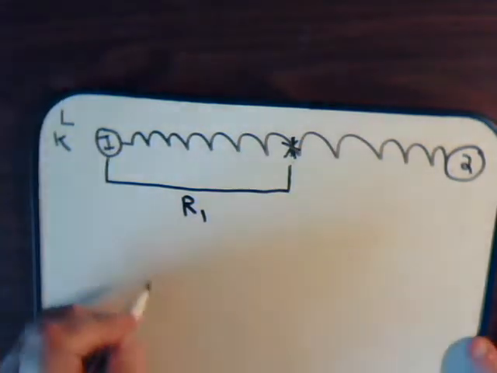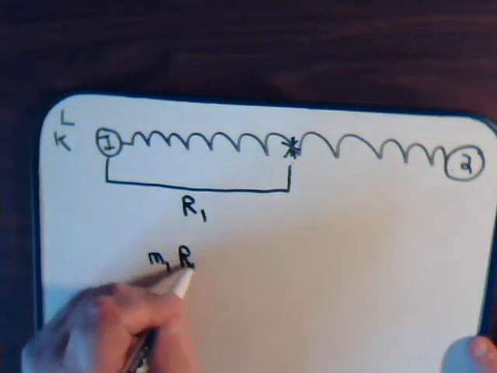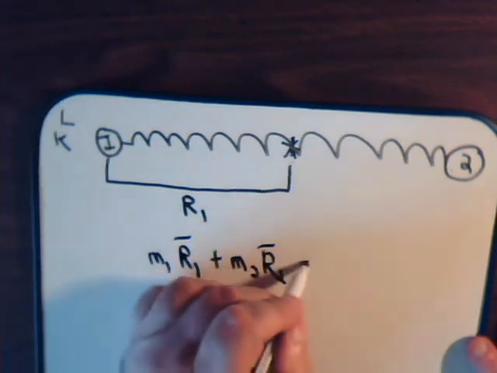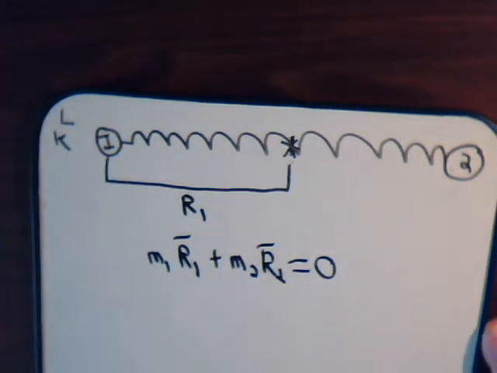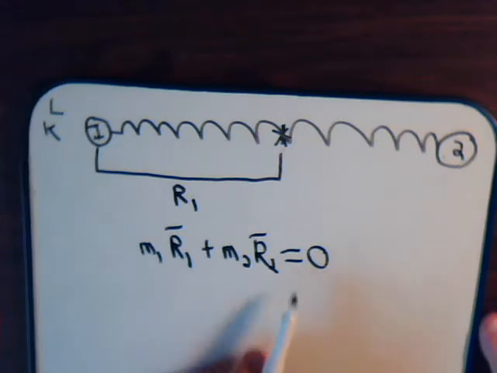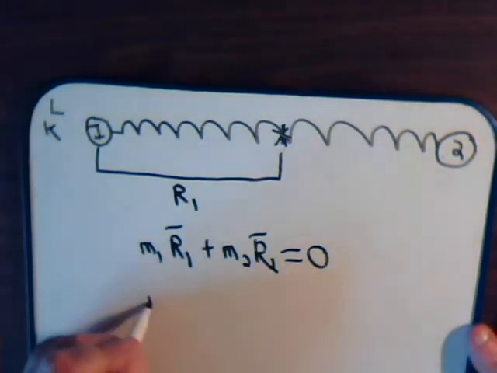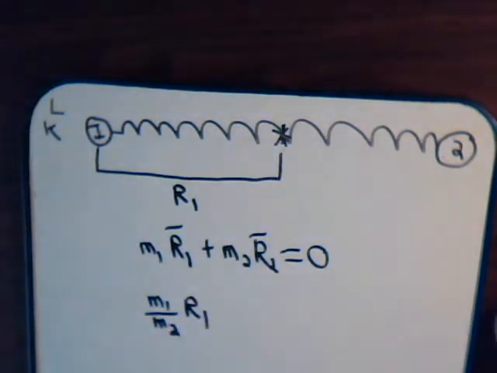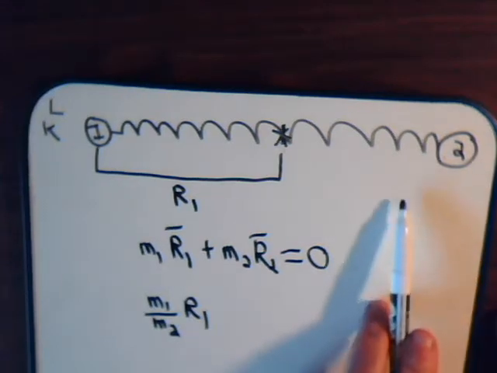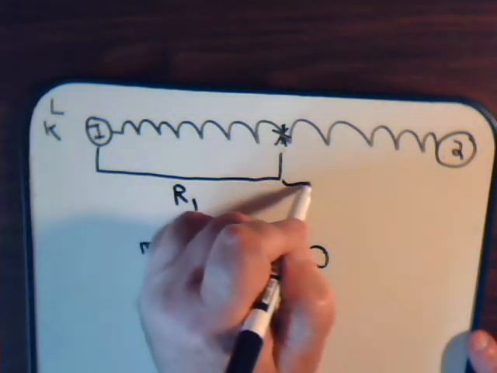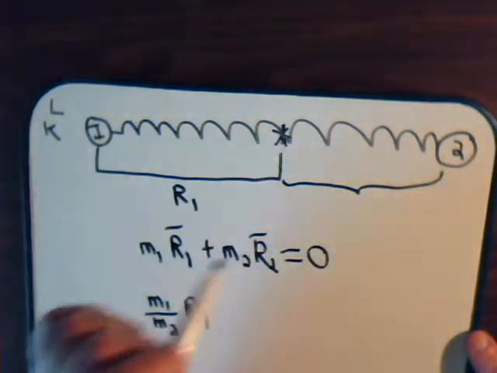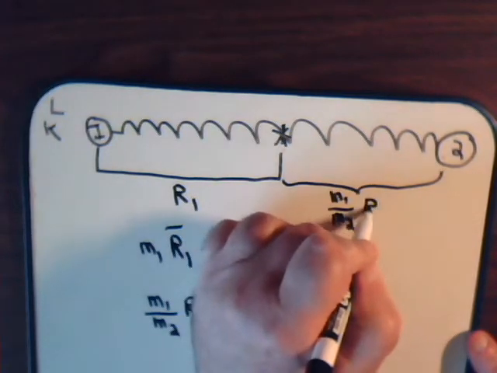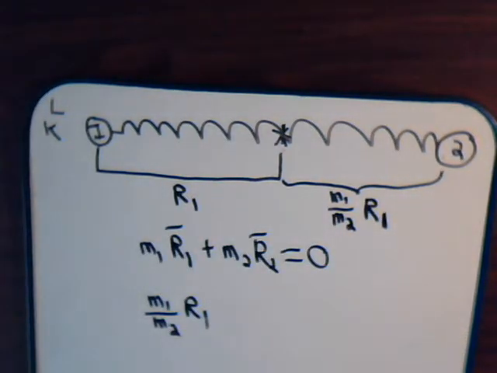But remember, we just showed that m1 R1 plus m2 R2 equals 0. So from here we can say that the magnitude of R2 will equal m1 divided by m2 times the magnitude of R1. So that's the length of this spring. This has a length of m1 divided by m2 times R1.